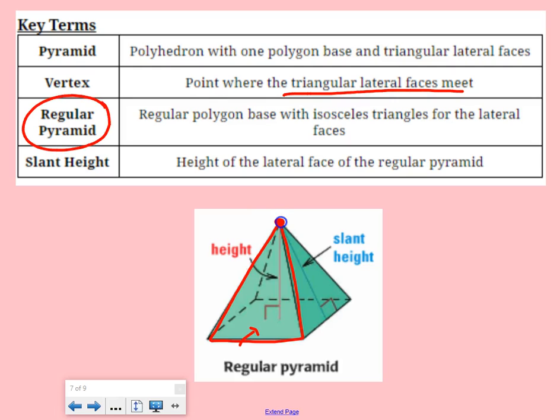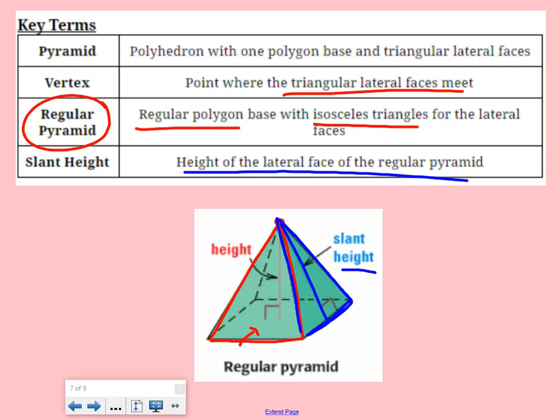Now a regular pyramid is a pyramid with a regular polygon base and isosceles triangles for the lateral faces. Slant height is the height of a lateral face of the regular pyramid. So if you look at our diagram, slant height is really this height that's slanted along the side. So it's the height of these triangles. And in a regular pyramid, the slant height will always be the same for all of the triangle faces.